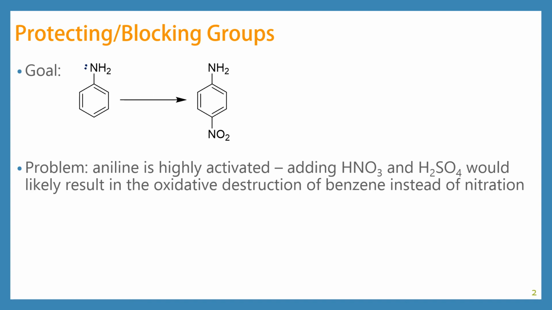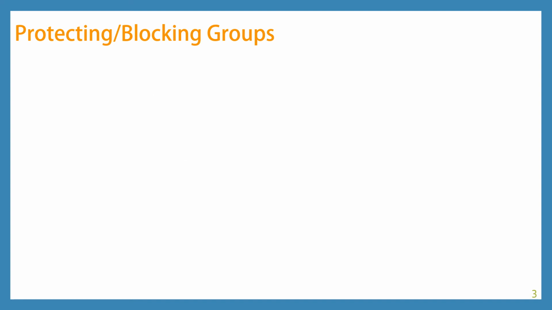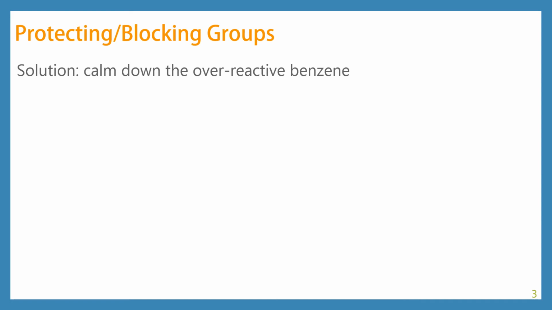So what we could do instead would be to protect the aniline. So our solution here is to calm down the overreactive benzene by protecting the aniline. And the way that we're going to do that is by taking aniline and reacting it with acetyl chloride in the presence of triethylamine, which will create an amide out of the aniline. Now an amide is still going to be ortho-para directing because that lone pair is still there. It's still going to be activating, but it's not nearly as activated as aniline alone.